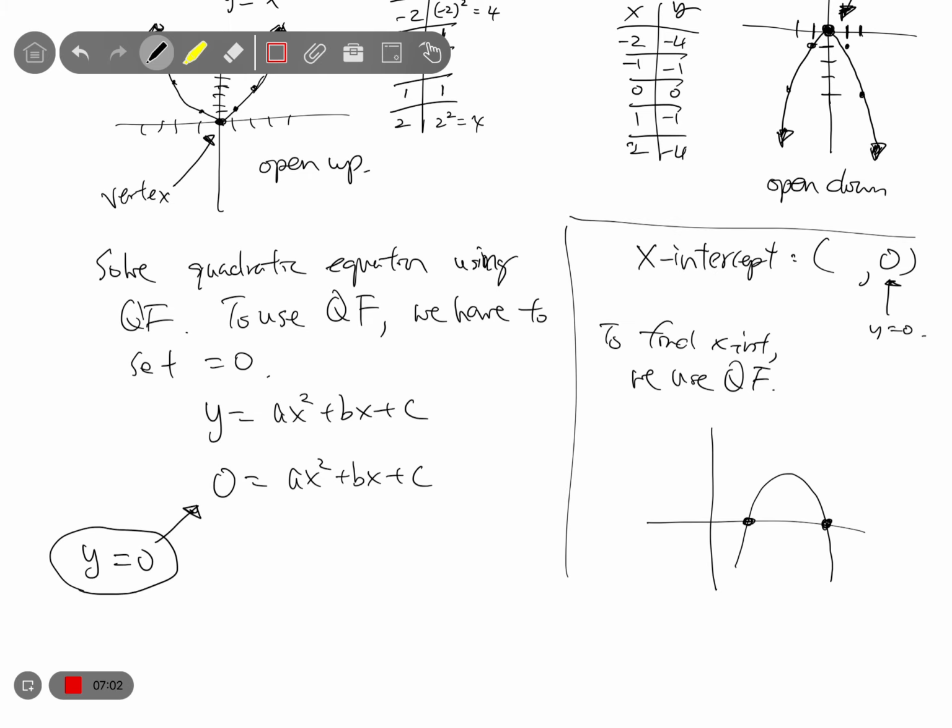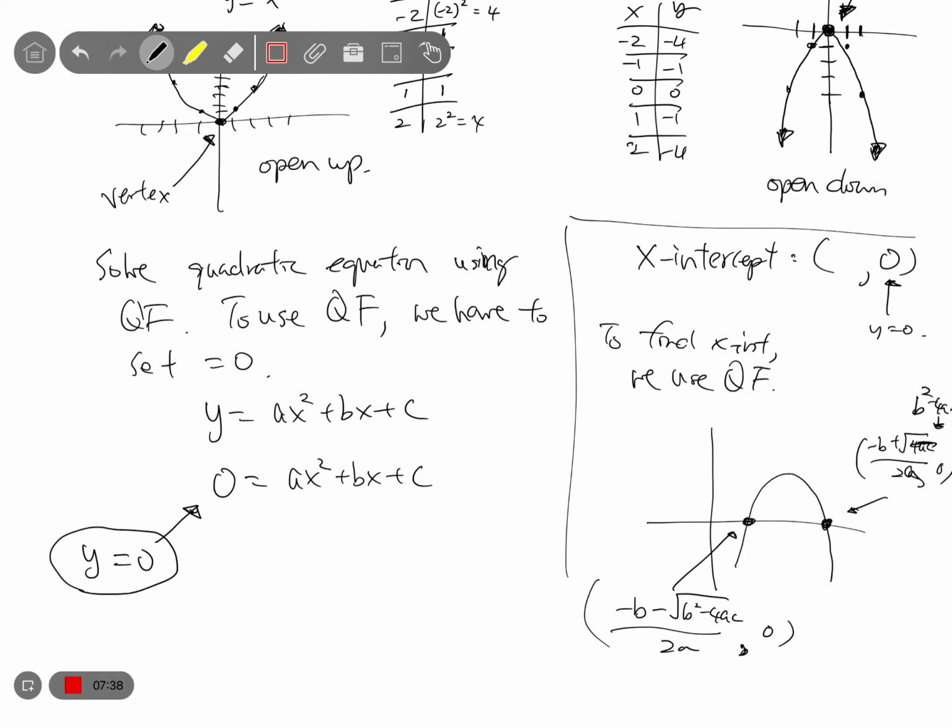The x-intercept will be given by the quadratic formula, which means if you remember, in the quadratic formula there is a plus minus option. So this would be negative b plus square root of b squared minus 4ac over 2a, comma 0. And this point right here would be negative b minus square root of b squared minus 4ac over 2a, comma 0. I didn't write enough there.